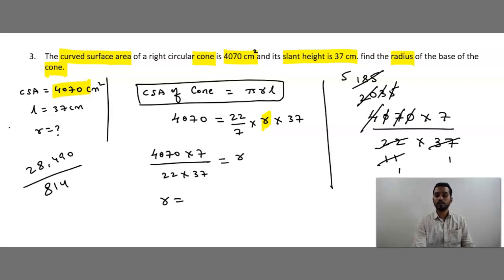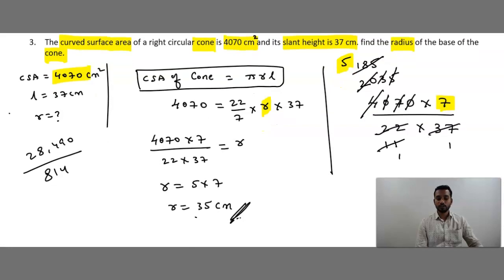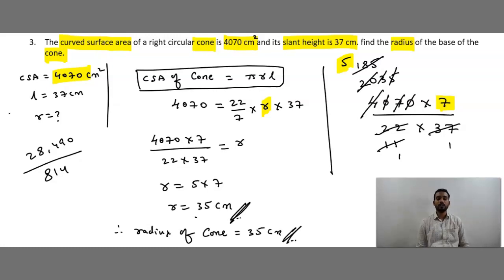Now what is left out? We can see 5 and 7. So the left out terms are 5 into 7. 5 7s are 35 centimeters. But we have to write the last comment. What is the last comment we should write here? Therefore, the radius of the cone is 35 centimeters. This is the end of question number 3. Now let's solve the next problem.